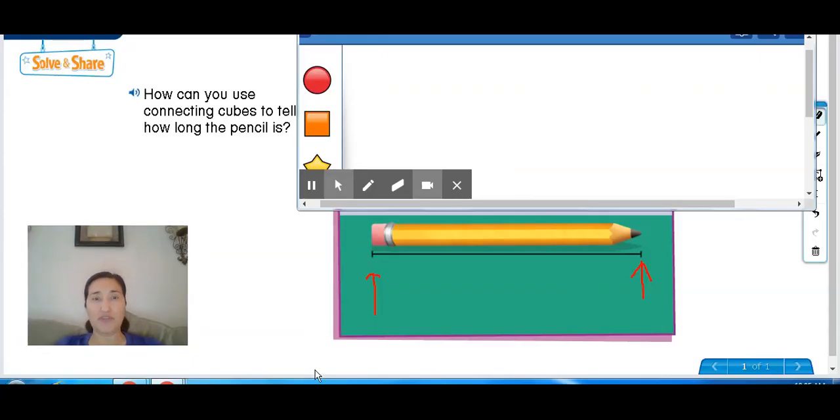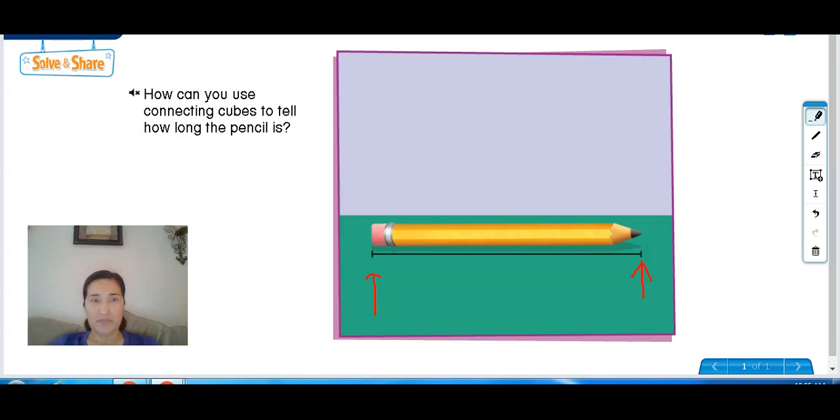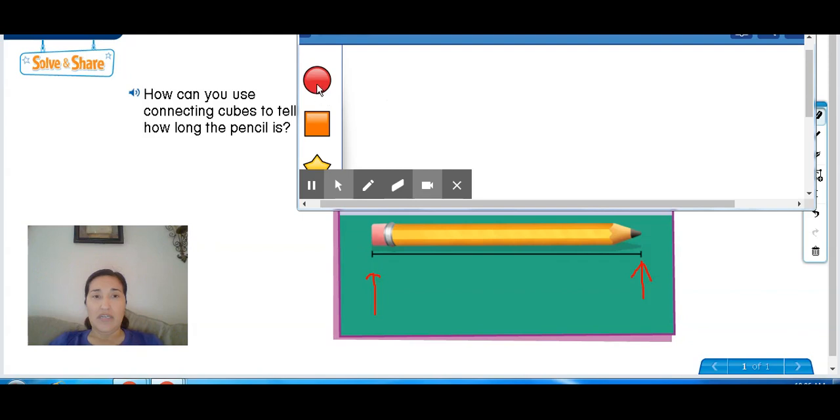Now we're going to move on to our solve and share problem in our Envisions workbooks. How can you use connecting cubes to tell how long the pencil is? So we are going to use a unit of length to measure the length of this pencil. First, I need to decide what tool I want to use to measure the pencil. I'm going to use counters from the tools page from Envisions to measure the pencil.